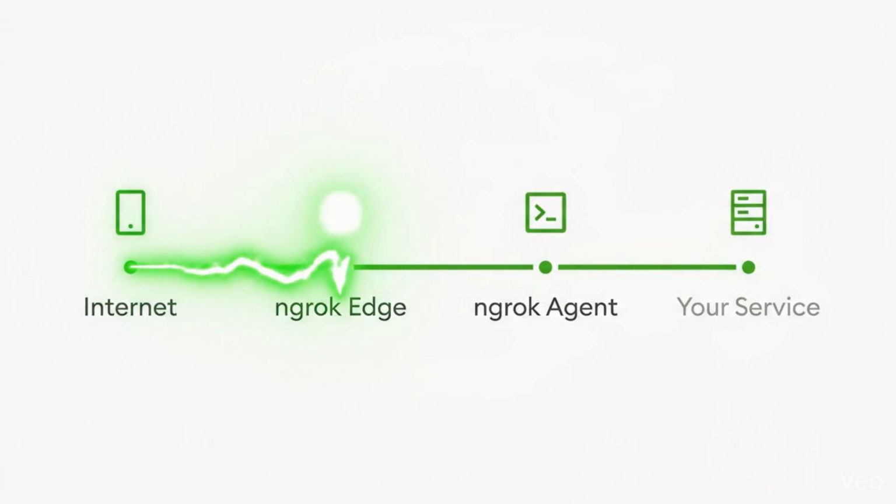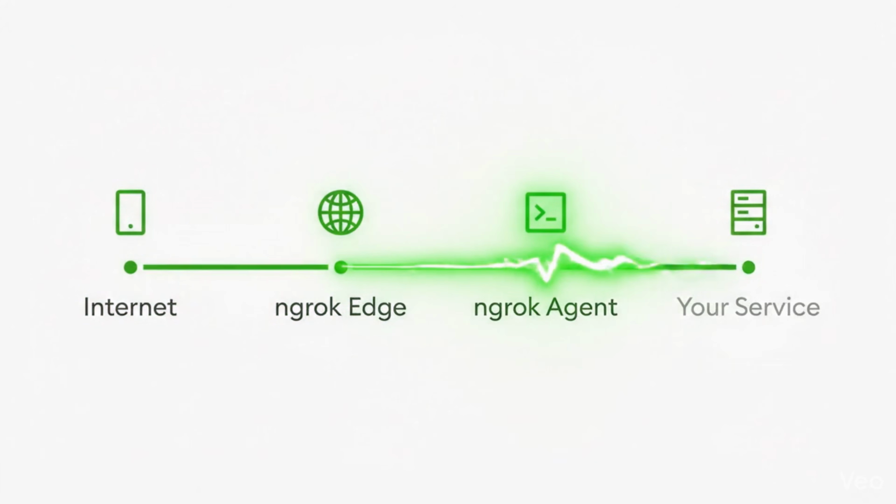So ngrok creates a secure tunnel from the Colab machine to a public URL. So your model running on Google's GPU becomes callable from anywhere in the world with a single POST request.